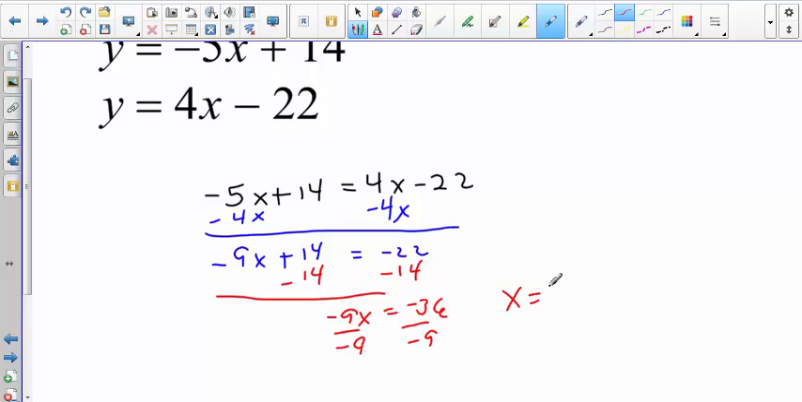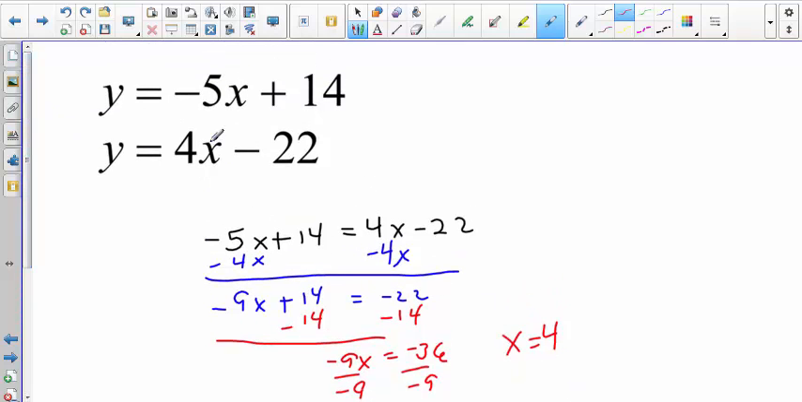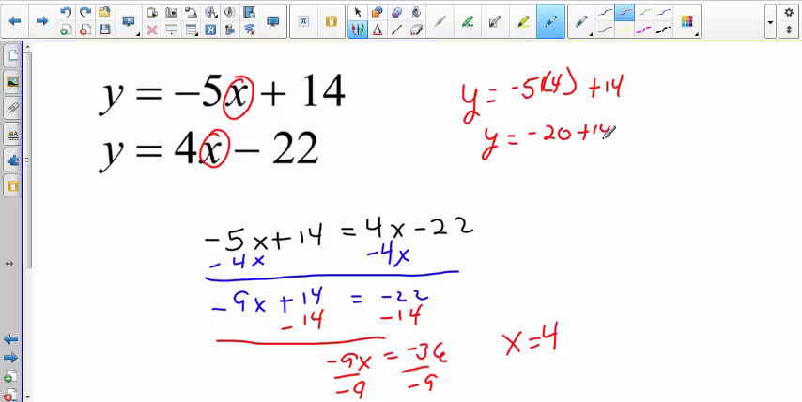So x equals 4. Now that we know what x equals, we can turn around and substitute 4 in for either this x or that x. Doesn't really matter. So let's take the top one. y equals negative 5 times 4 plus 14. So y equals negative 20 plus 14. So y equals negative 6. So our answer is 4 comma negative 6. That is the solution for this particular system.